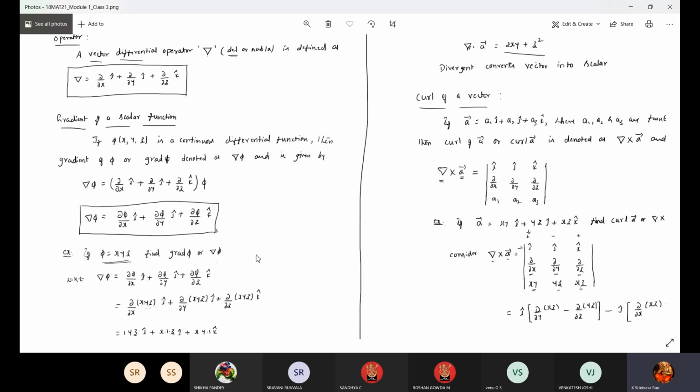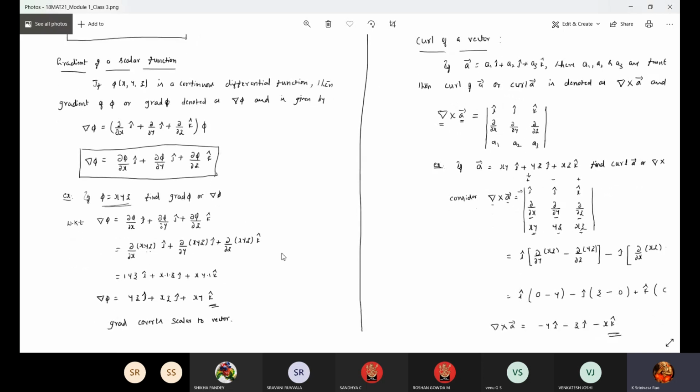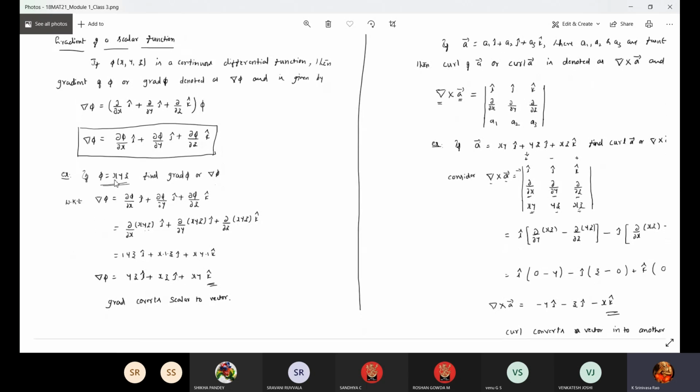Gradient converts a scalar into a vector. We discussed it with one example also. Whatever example you take in x, y, z, it is a scalar, without unit vectors i, j, k. Differentiate with respect to x, y and z, and write the unit vectors: with respect to x it is i cap, with respect to y it is j cap, and with respect to z it is k cap. So you will get a vector. The problem is a scalar; gradient converts a scalar into a vector.